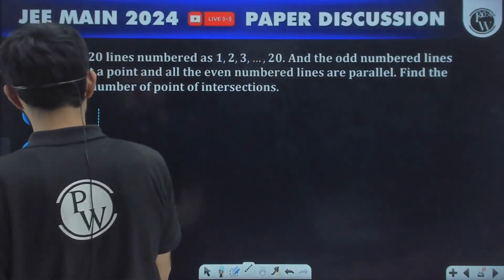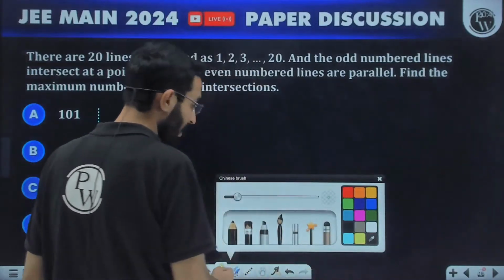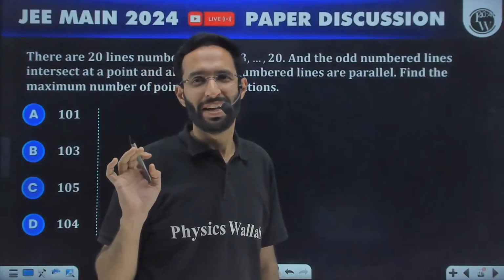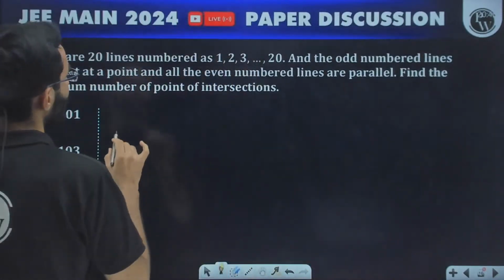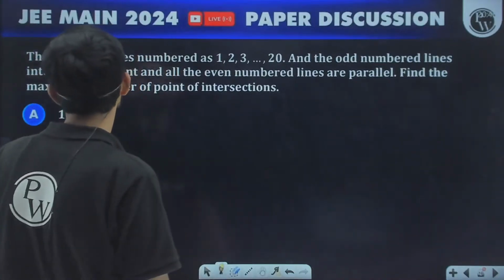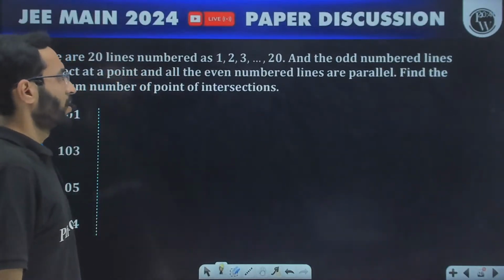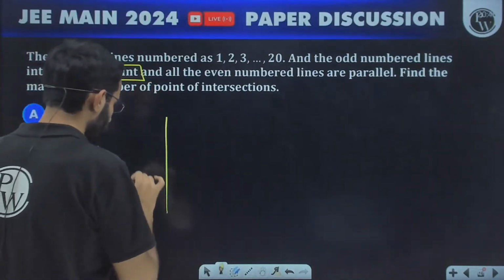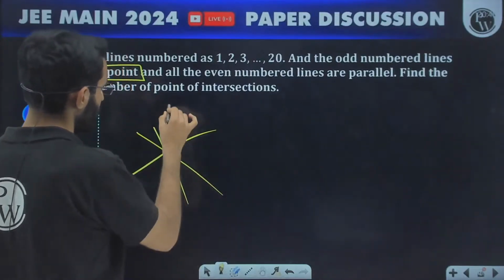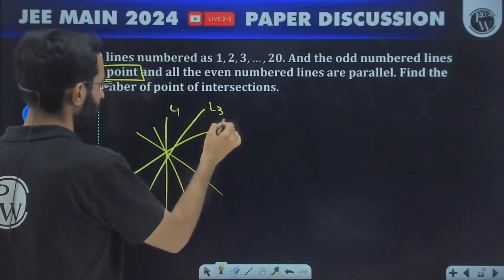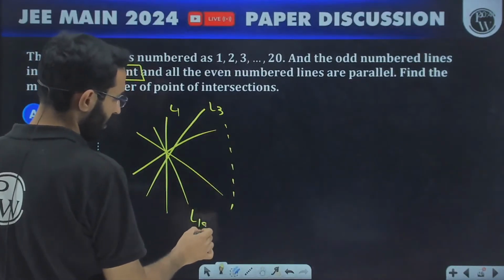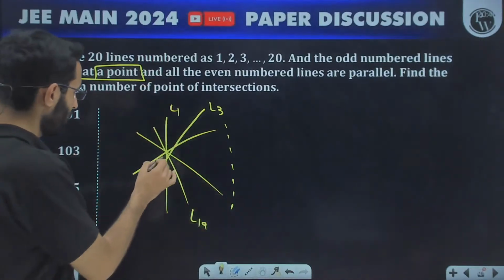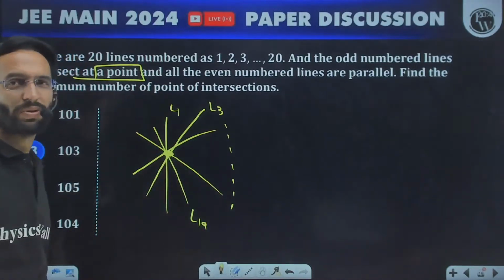Very nice question of permutation and combination if you think in the correct direction. If you move in the wrong direction, then you are going to end up like anything. So here, there are 20 lines numbered 1 to 20 and the odd numbered lines intersect at a point. Right, all odd numbered lines are intersecting at one point. Suppose these are all odd numbered lines. Suppose this is L1, then L3, then L5, and the last line is L19. So from L1 to L20, all odd numbered lines are intersecting at one point. Can you see this? Please give me some response.